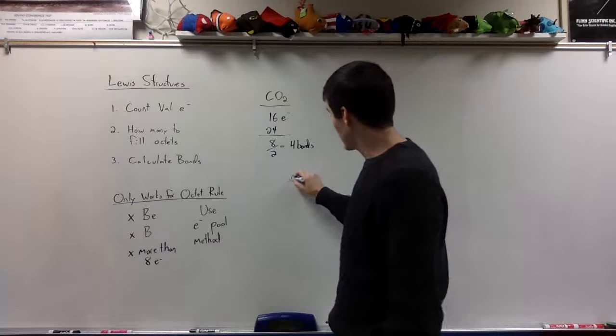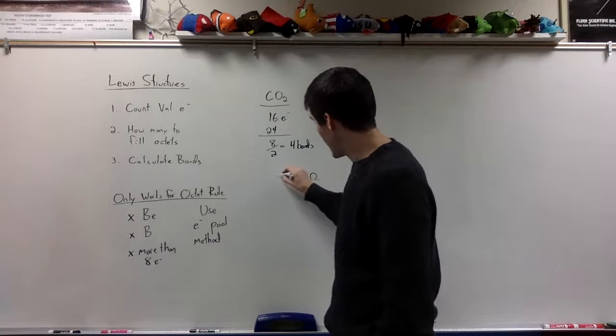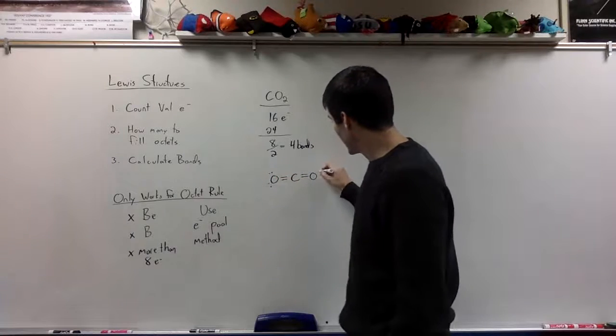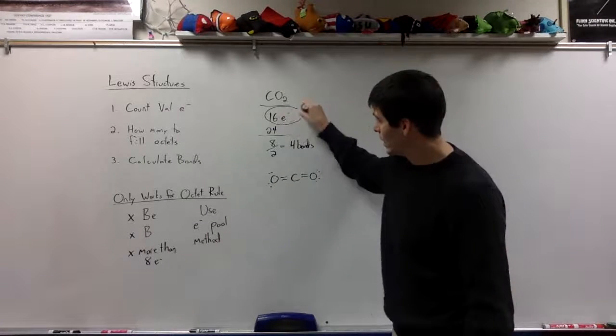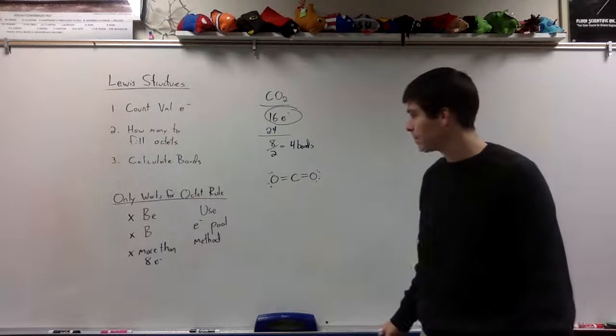So just by looking at those 4 bonds, we can get a carbon dioxide structure that looks like this, and then we fill the octets with the remaining electrons to make sure that all 16 are there.